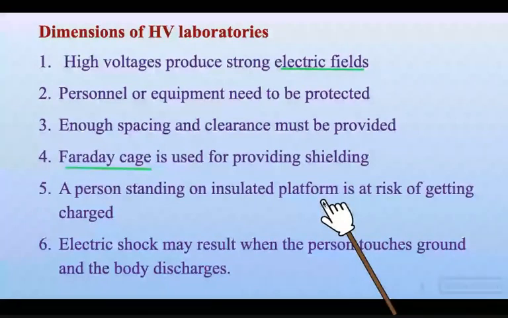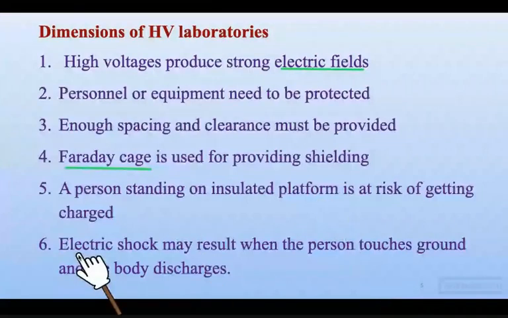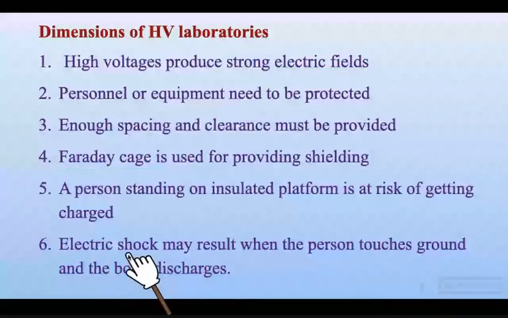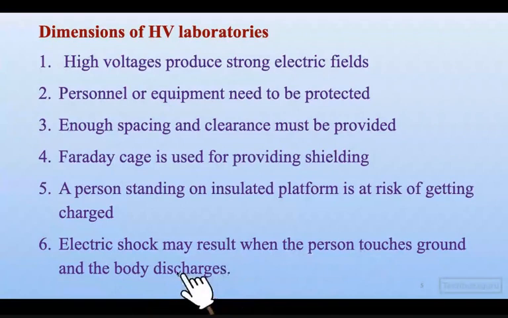But the seriousness of this particular charging mechanism is, as indicated here at the bottom, that electric shock may result due to static induction. Charges are there on a person, and when the person touches the ground the body discharges. Electric shock may result, and sometimes the charges may be large enough that this shock may turn out to be a very fatal one. This is not because of touching the live high voltage conductor also. That's very dangerous. It's only because of the static induction.